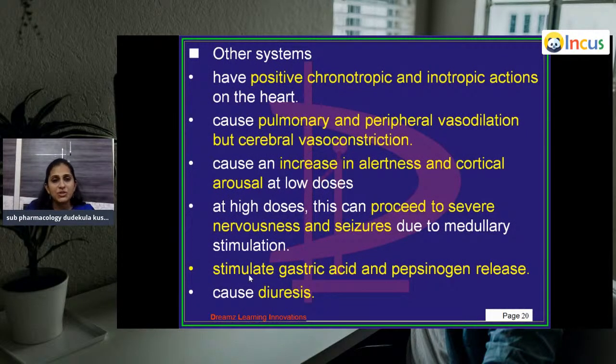Other effects: it has positive chronotropic and inotropic action on the heart, which means it increases heart rate and also BP. It also causes pulmonary and peripheral vasodilation and cerebral vasoconstriction. By causing cerebral vasoconstriction, it increases alertness and cortical arousal at low doses. At high doses, it produces severe nervousness and seizures due to medullary stimulation. It also causes gastric stimulation, gastric acid and pepsinogen release that leads to ulcer, and it causes diuresis. All these are the actions of methylxanthine.